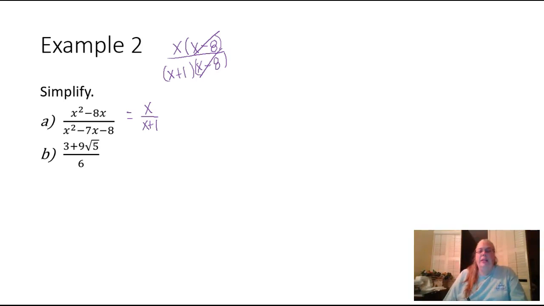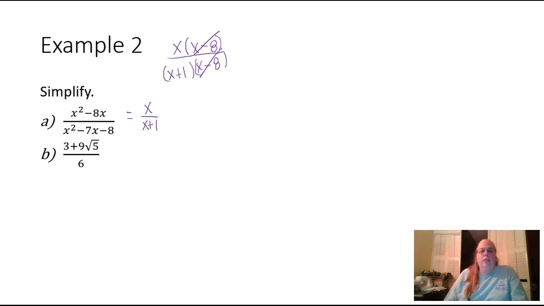For B, these are not polynomials, but we can still use this technique to try and reduce this fraction. Too many times people want to cancel the 3 and the 6 right here and they forget all about the 9. So the best thing you can do is actually factor it. And once again, I'm going to factor out the greatest common factor up here in the numerator. And it looks like 3 can go into 3 and it can also go into 9. And we're not worried about whether or not it goes into 5 because 5 is underneath the radical.